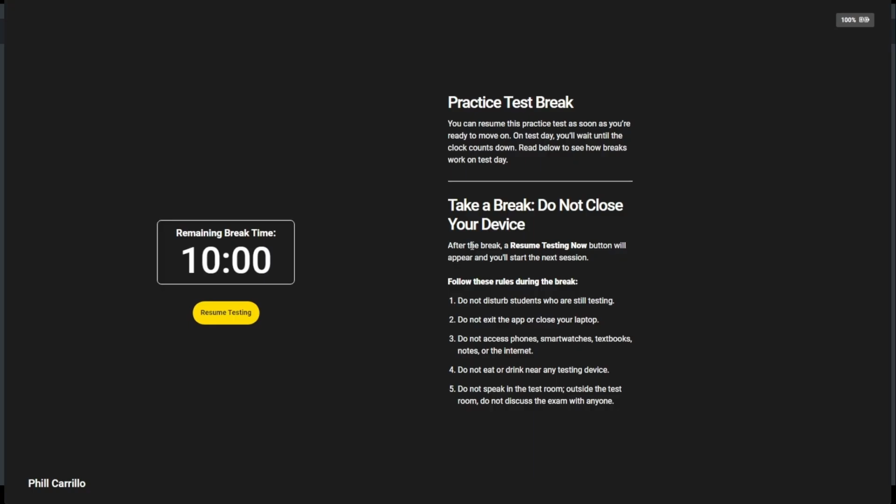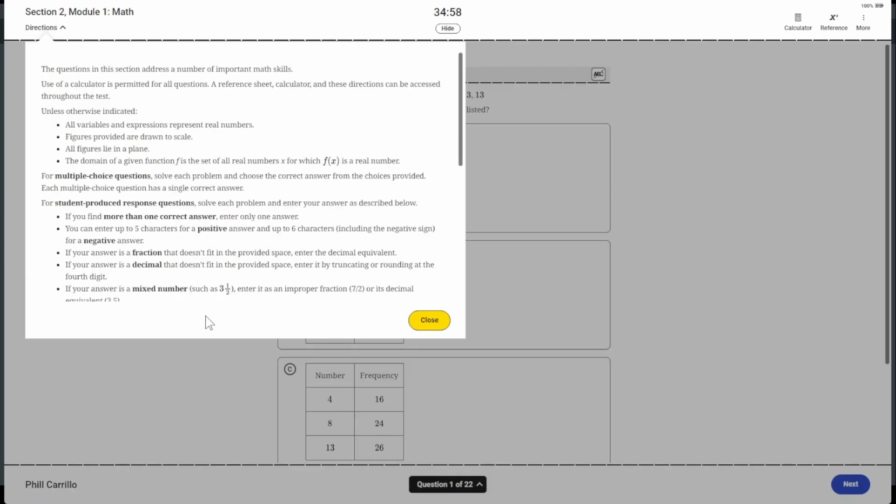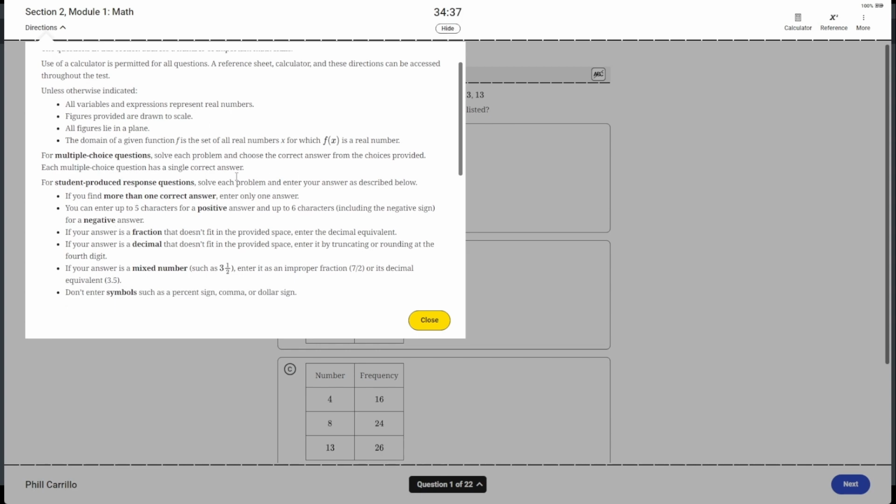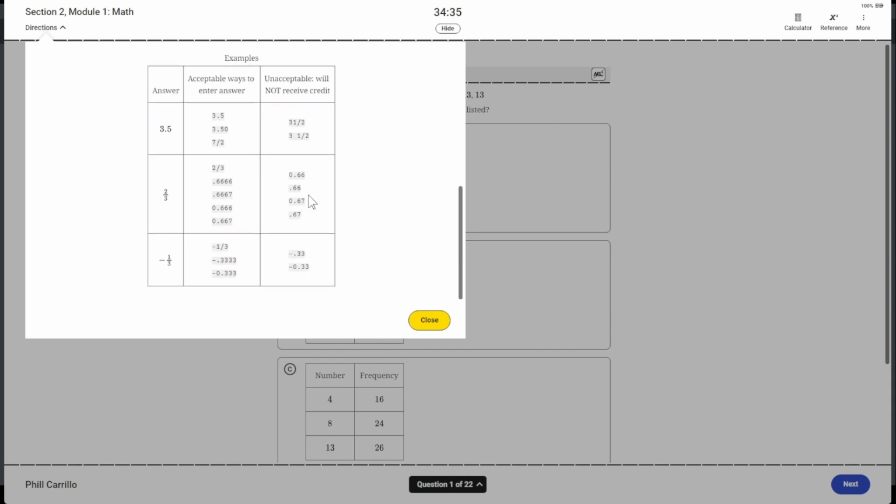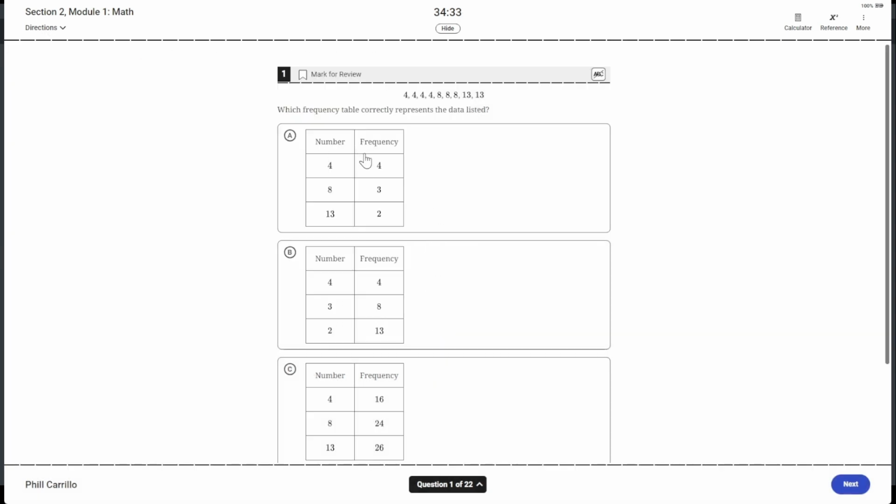Okay. Interesting. Okay. Let's see. I bet you most students don't even read this, but the domain is all real. If you find more than one correct answer, enter only one answer. Really? They have questions like that? Okay. Oh, I'm being timed. What? Being timed reading this? Oh, okay. Let's go right off the bat.